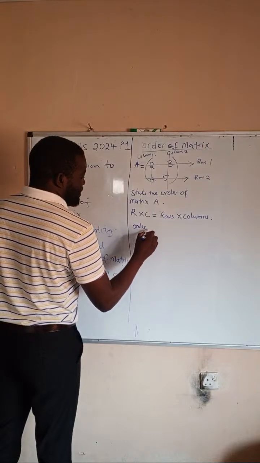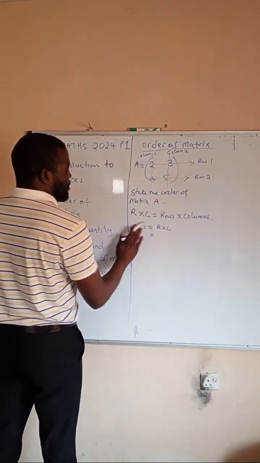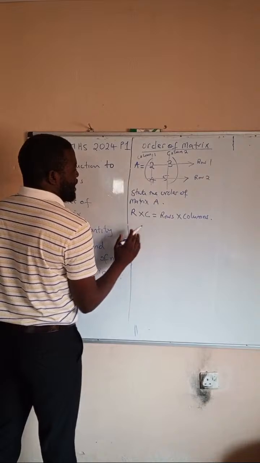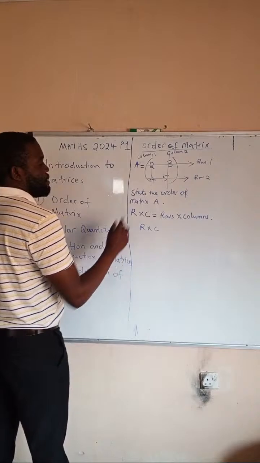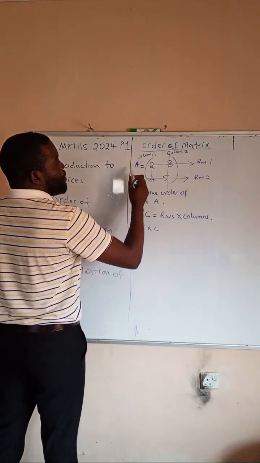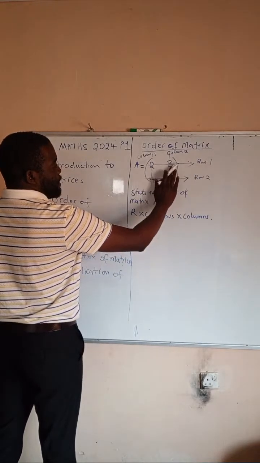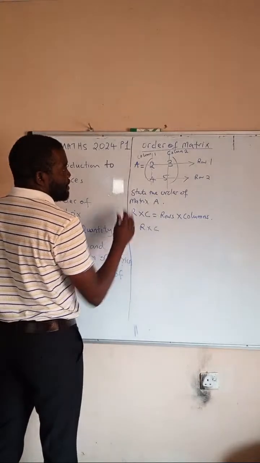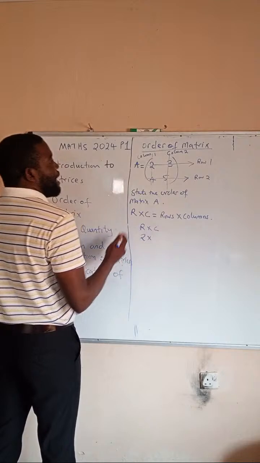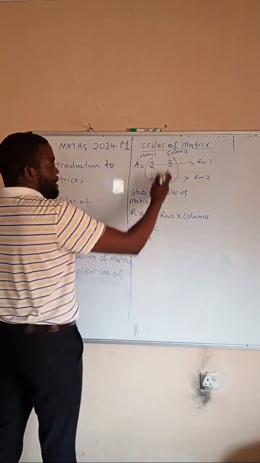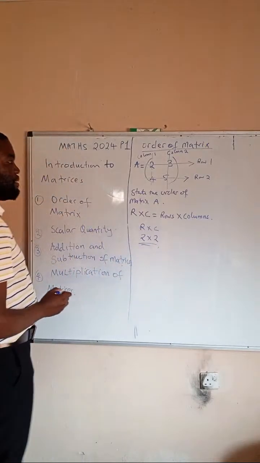So if I say the order of matrix A, the order is row by column. State the order of matrix A. How many rows? 1, 2. The numbers in the first row are 2 and 3. First row, second row. It only has 2 rows. How many columns? First column, second column. 2 columns. So, this is the answer. It is a 2 by 2 matrix.